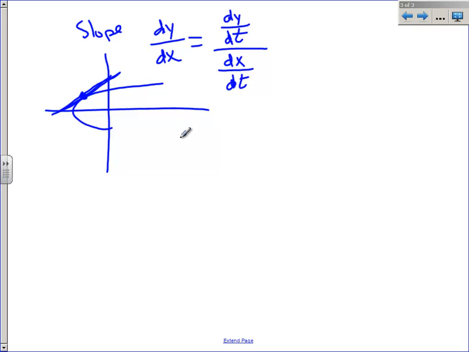So let's do an example of that. If I have, let's start with x, x equals cosine t and y equals sine t. Let's find dy dx.